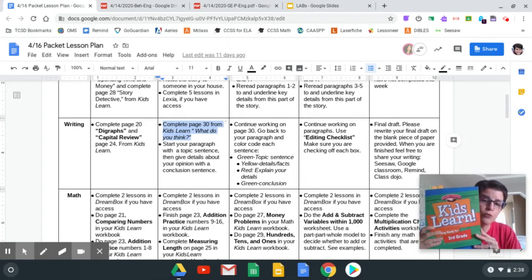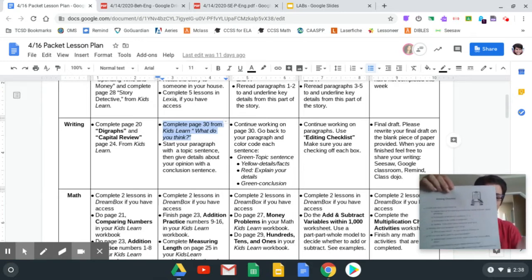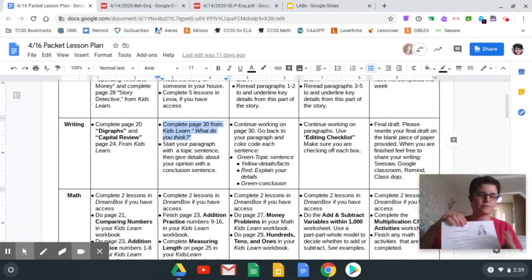Now, you might need more room than what the Kids Learn workbook gave you, so give yourself room. Use some scratch paper if you need to, and you will also want to use the editing checklist, which will go through everything you should be looking for when you get to the editing checklist part on day 4.